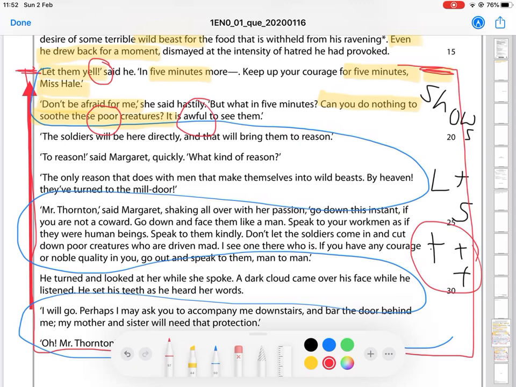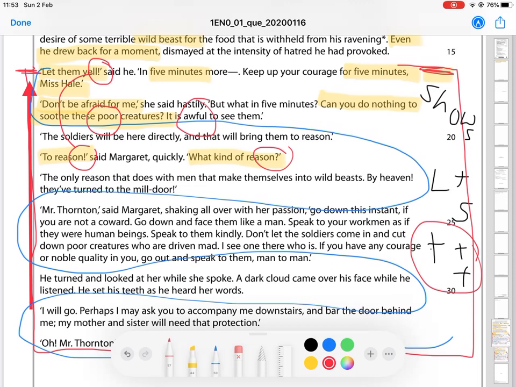So if I'm looking for 6 out of 6, I'm trying to work through all the lines here. But I'm going to move on to the next bit. "To reason," said Margaret quickly. "What kind of reason?" So, again, she's getting a little bit agitated. How do I know? The same exclamative here, look. Interrogatives. She's asking a lot of questions. So what does that show when someone asks questions? Well, of course they want answers. Is she getting annoyed? Is she scared? Is she anxious?